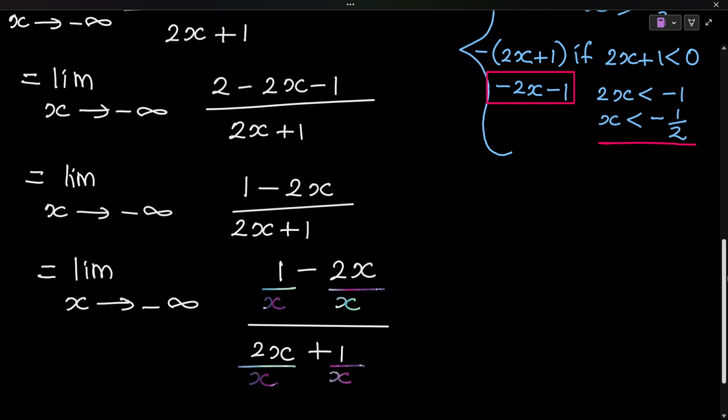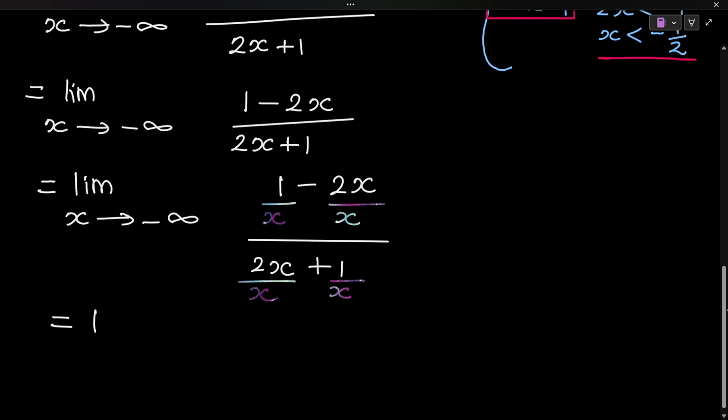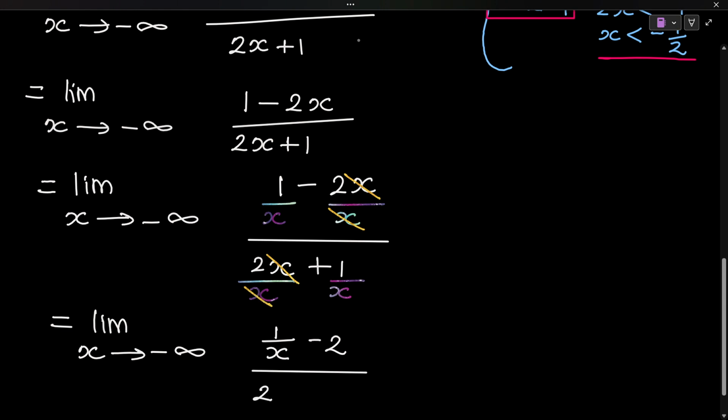Now let's simplify this. So we've got the limit as x approaches negative infinity, and in our first term, we have 1 over x, so that's going to stay as is. But in the second term, notice that we have minus 2x over x. Here the x's can cancel out, so we are left with minus 2. In the denominator, we have 2x over x. The x's can cancel out, we're left with 2. And the second term is 1 over x.